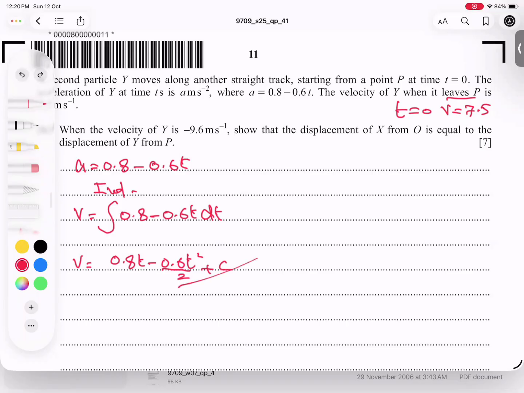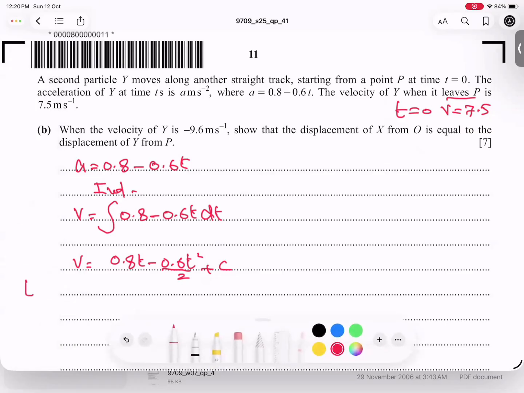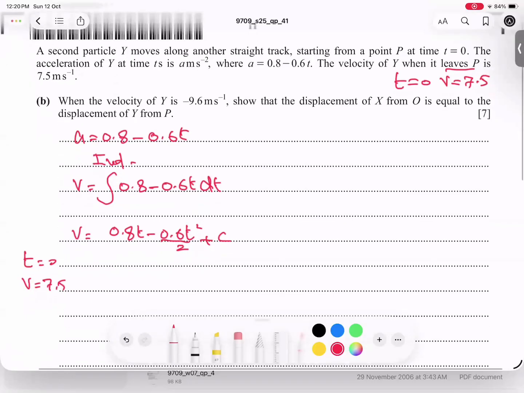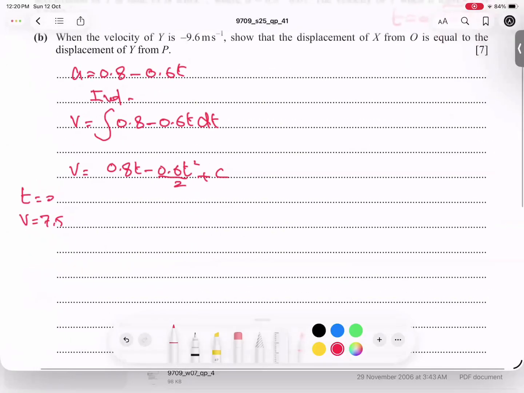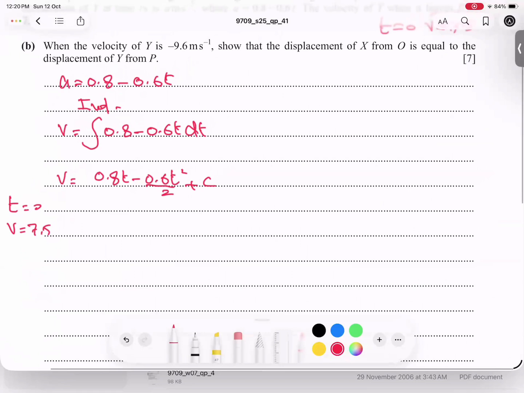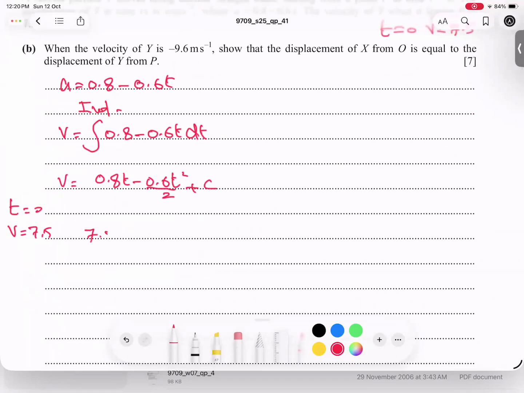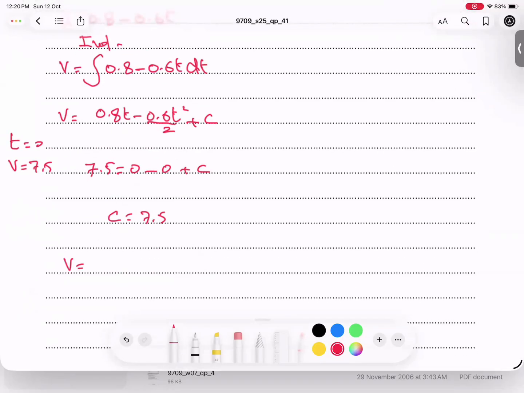And we know that when time is 0, this is given, so I'm going to plug it in here. So when time is 0, velocity is 7.5. So we can find c easily. So I'm putting 7.5, 0, 0. So the c value becomes 7.5. This I'm going to plug back in the equation. v is equal to 0.8t minus 0.3t square plus 7.5.